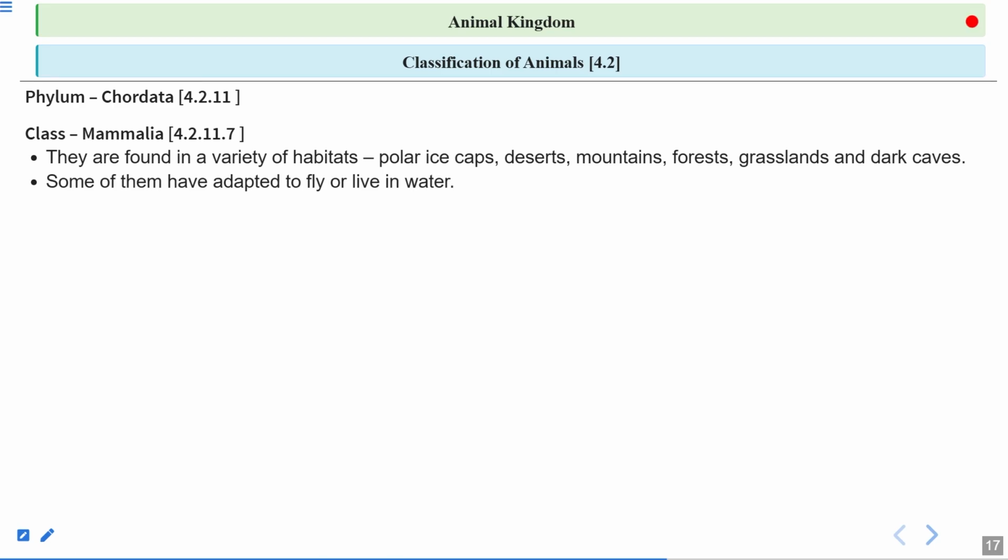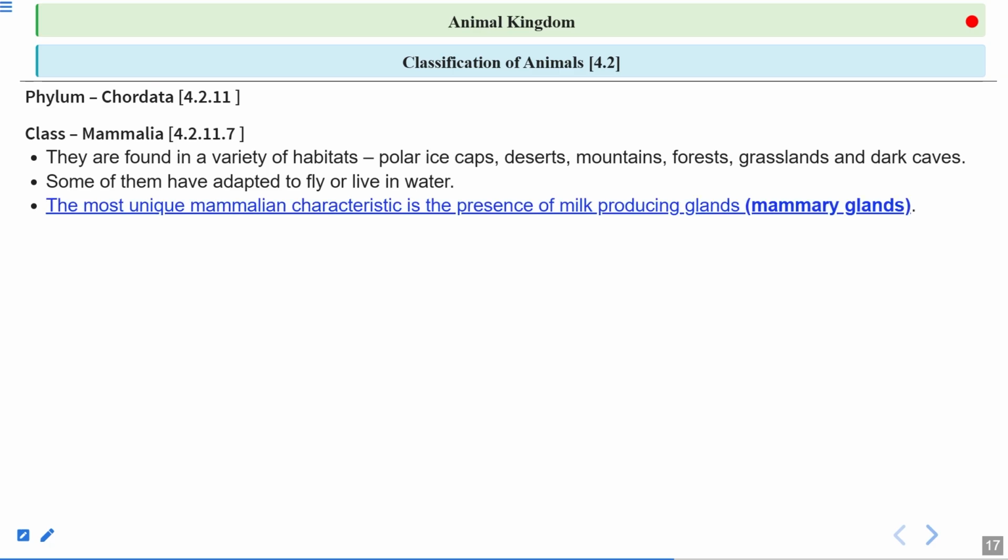Some of them have adapted to fly or live in water. You can see some of the mammalian examples, right? They are adapted to fly and some live in water. The very best example of the mammal that is adapted to fly is the bat. And the one that lives in water, whale. Okay? The whale is not a fish. It is a mammal that lives in water.